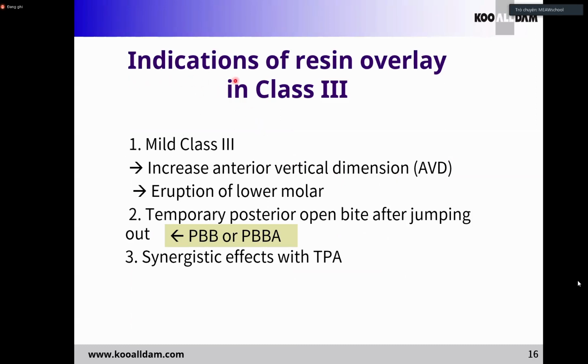So these are the main indications for resin overlay in class 3 malocclusion. First, in mild class 3 malocclusion, to increase anterior vertical dimension and for eruption of the lower first molar. Second, after jumping out using PBB, we can see the temporary posterior open bite. At that time, we may insert resin overlay in the lower arch, and also get a synergistic effect with the TPA.